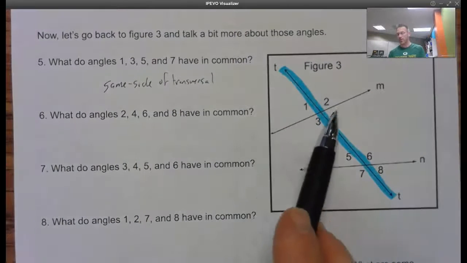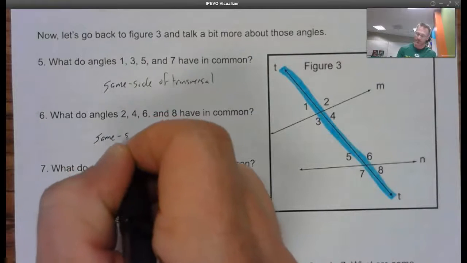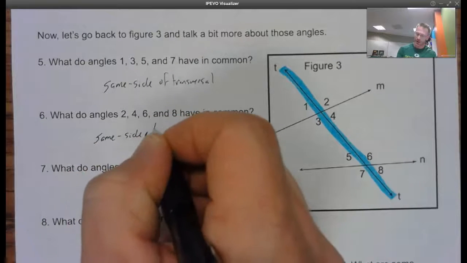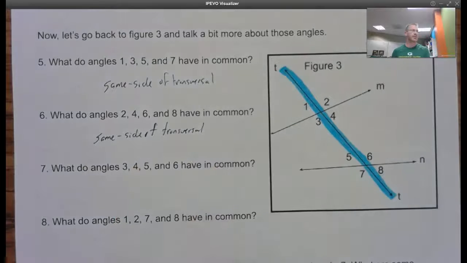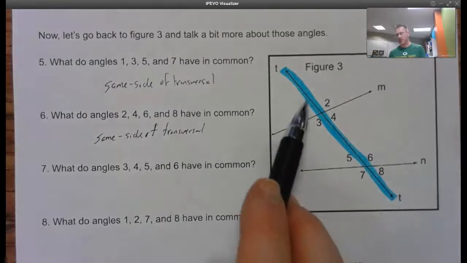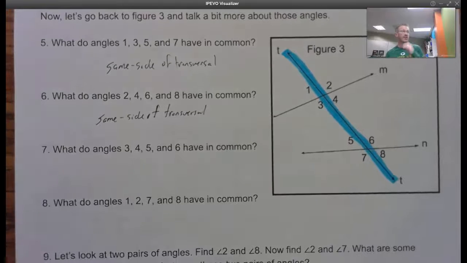In the same way that 2, 4, 6, and 8 are all on the same side of that transversal, all right, of the transversal. So 1, 3, 5, 7 are on the same side, and then 2, 4, 6, 8 are on the same side. Now let's look at 3, 4, 5, and 6.